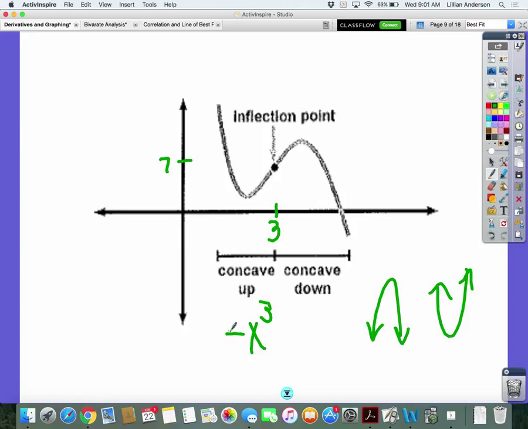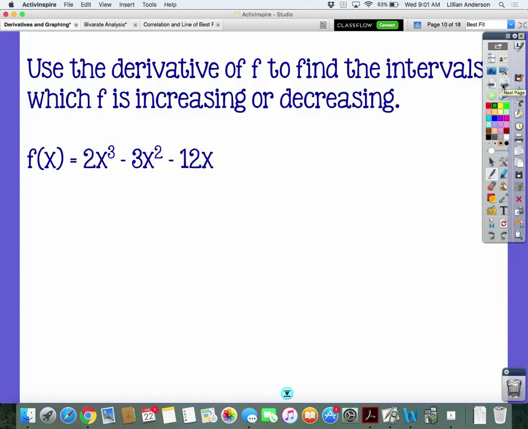And last but not least, how do you find an x-intercept? Set y equal to 0. How do you find a y-intercept? Plug in 0 for x. So you're using all the things that we already talked about to help you when it comes to graphing these functions. So we're going to use the derivative of f to find the intervals in which a function is increasing or decreasing.